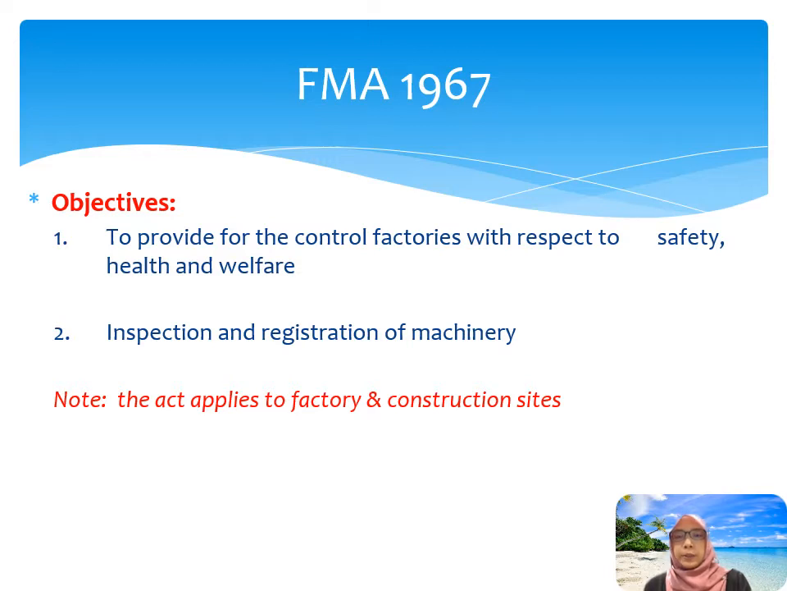Before the introduction of OSHA 1994, Malaysia was using FMA 1967. The objective of FMA is to provide for the control of factories with respect to safety, health, and welfare. FMA 1967 also involved the inspection and registration of machinery. This act basically applies to factories and construction sites.